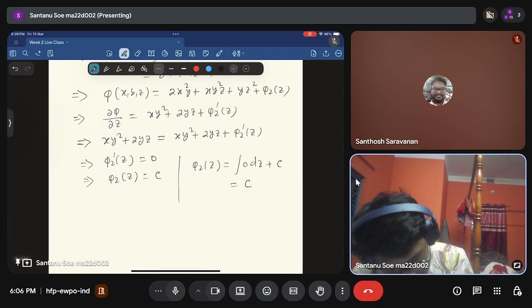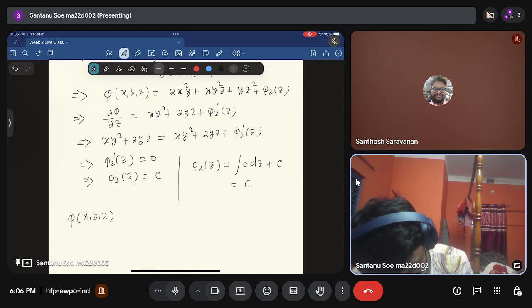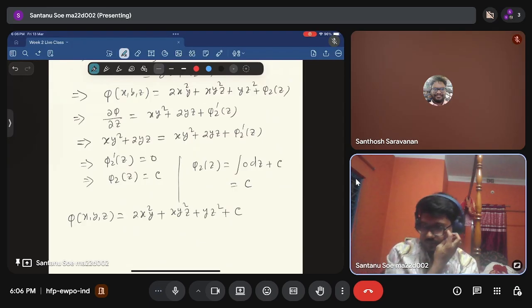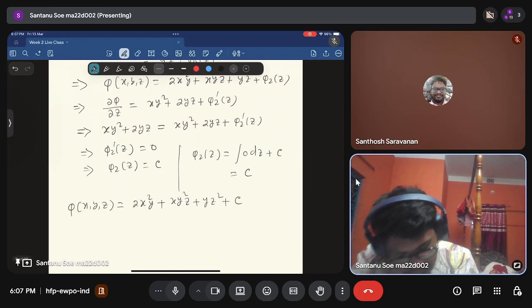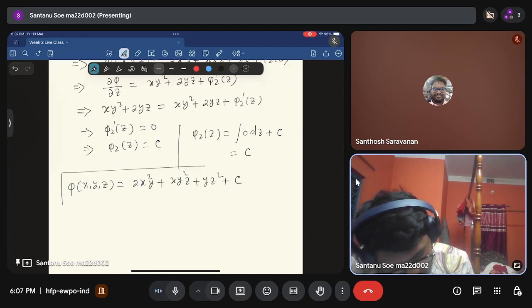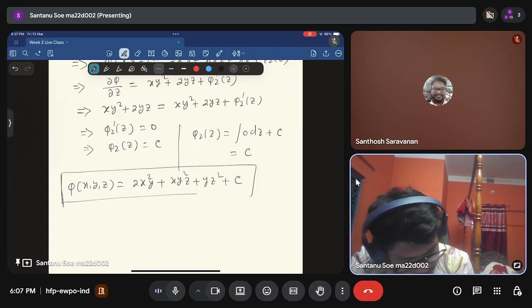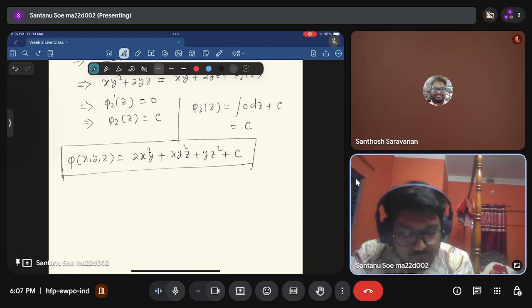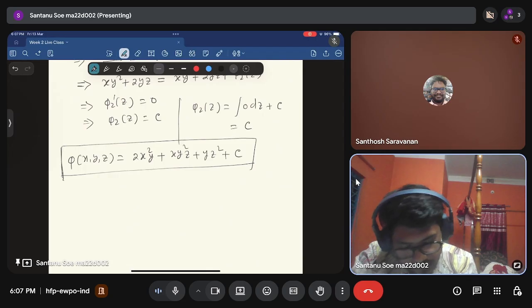So our potential function phi is given by 2x square y plus xy square z plus yz square plus c. Okay, so this is our required potential function. We can take the gradient again, and we can try to see whether f will be the gradient of phi or not.